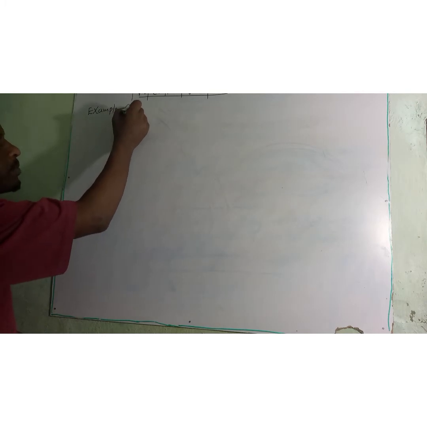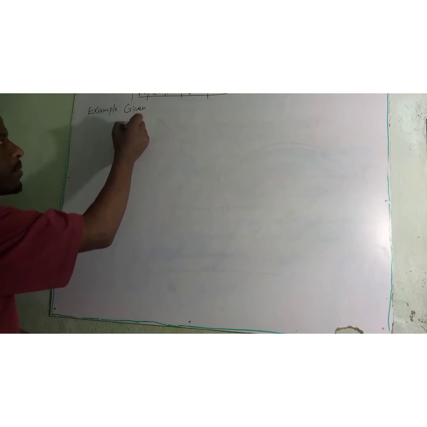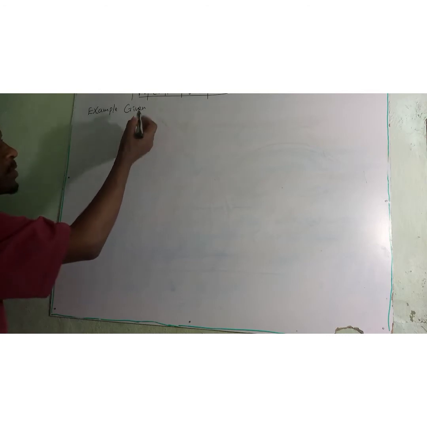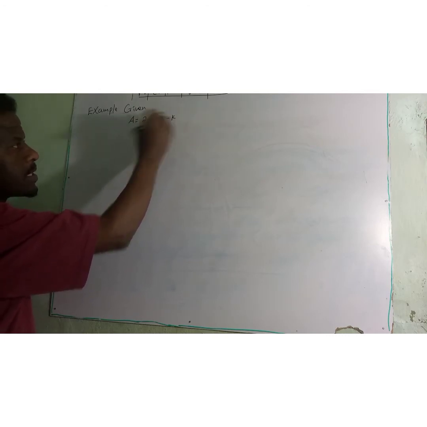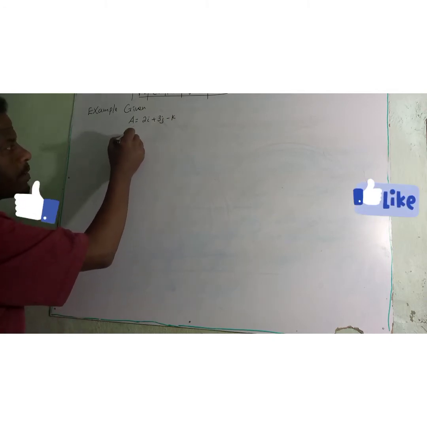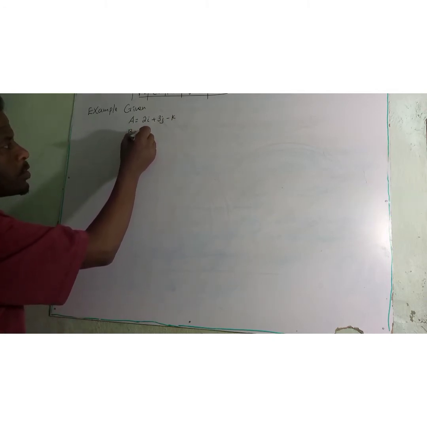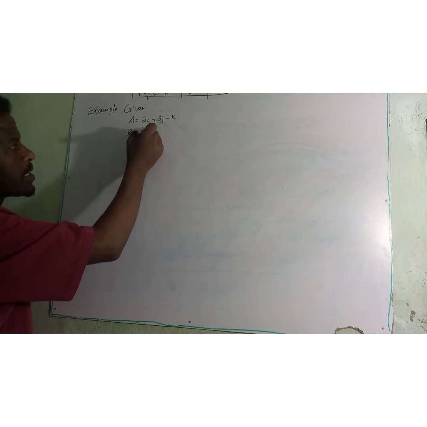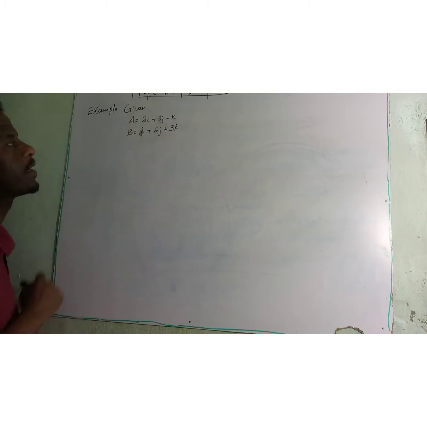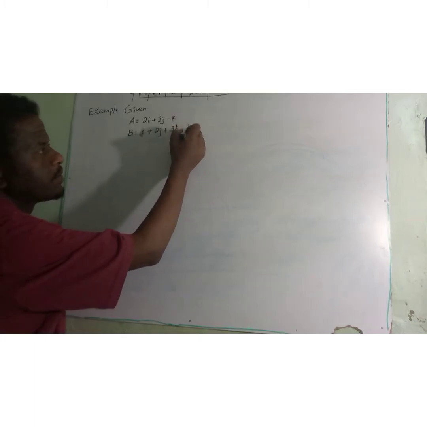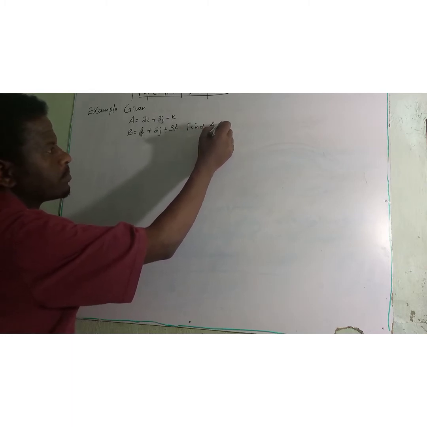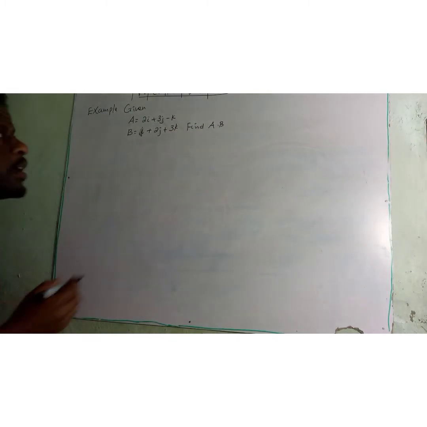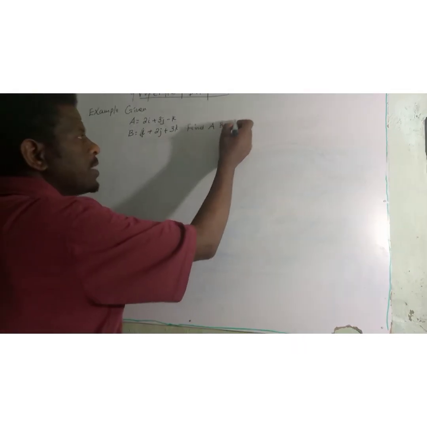Given A equals 2i plus 3j minus k, and vector B which is equal to i plus 2j plus 3k. Now let's find A dot B.